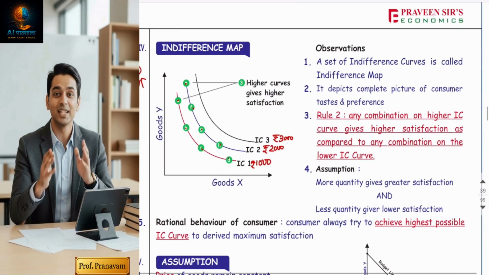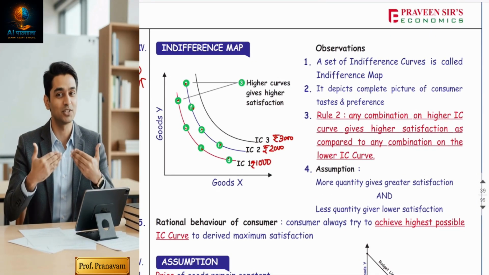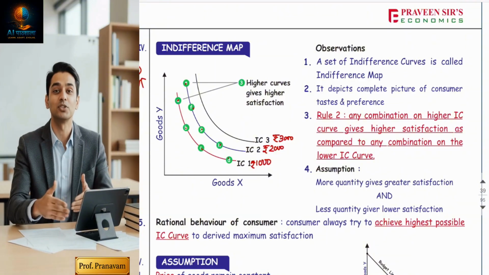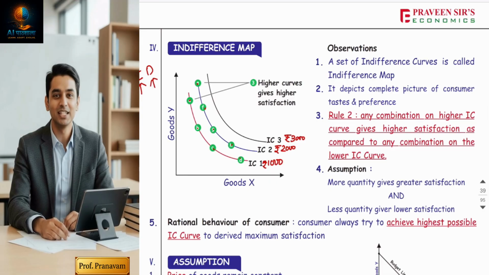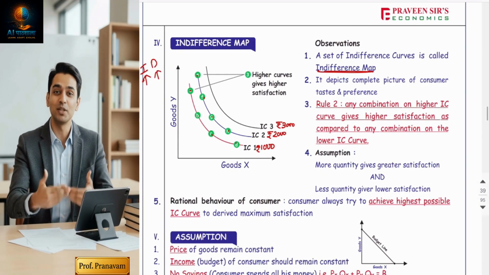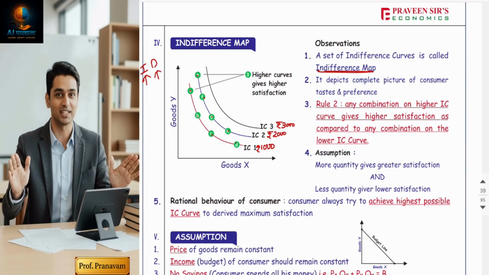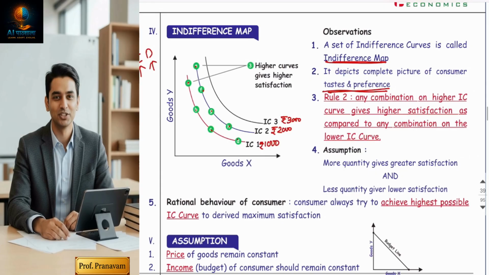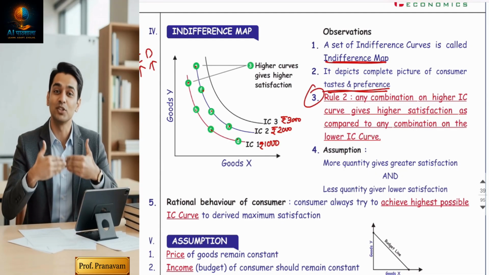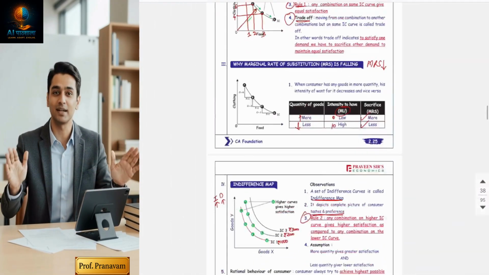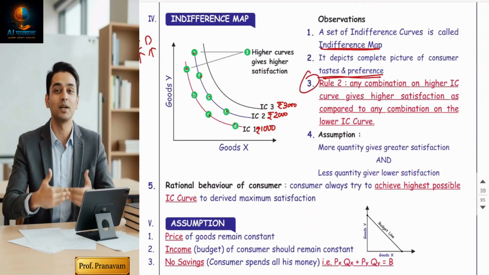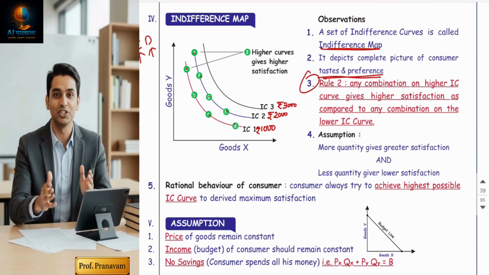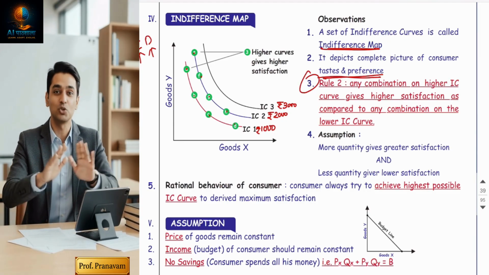So in the map, there are two to three points you have to keep in mind. What is an indifference map? A set of indifference curves is called an indifference map. What does an indifference map indicate? It indicates a broad picture of all my preferences. Now, rule number two you have to keep in mind. Rule number one was that any combination on the same curve gives you equal satisfaction, like A, B, C, D on the same IC1 curve, equal satisfaction, and E, F, G, H on the same IC2 curve, equal satisfaction.